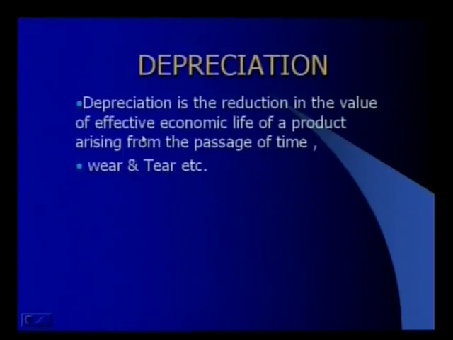Say you purchase an automobile for 50,000 rupees today. After 4 to 5 years the cost may not be that much, 50,000. Every year the cost of that bike goes on reducing. That reduction in the value of the bike may be due to the passage of time, or due to wearing and tearing of the movable parts of that bike. Whatever that cost reduction is, it is called depreciation.